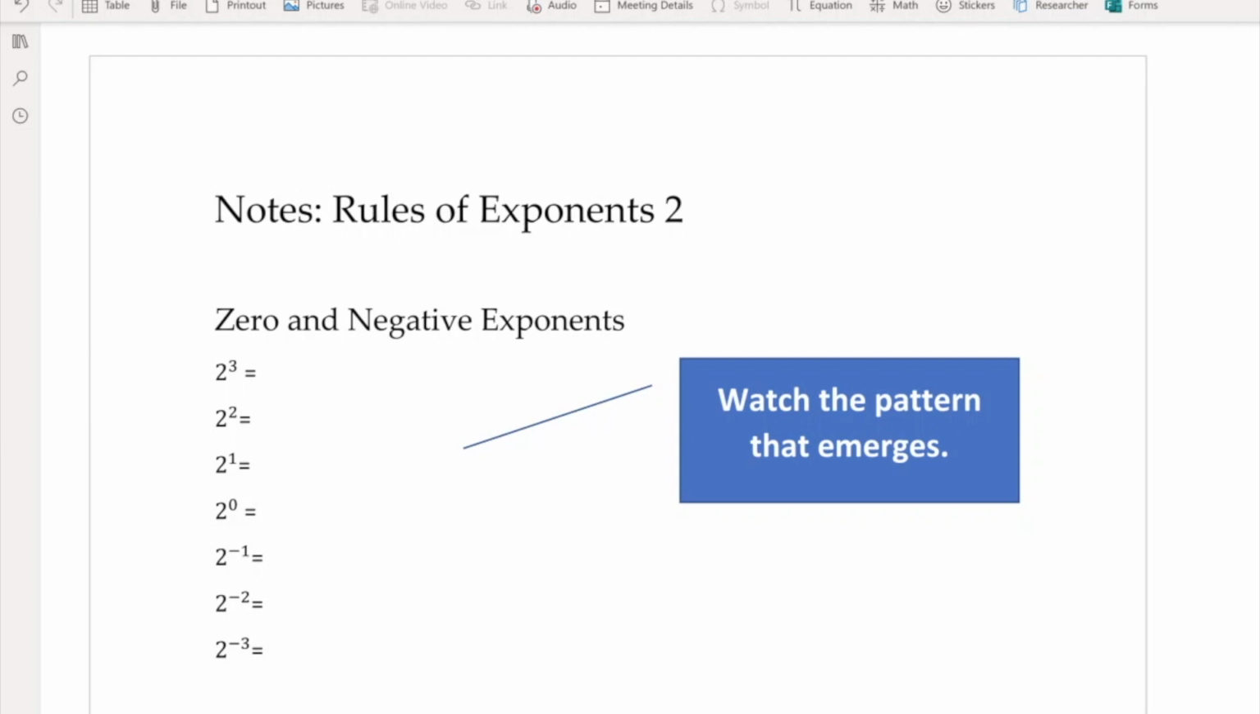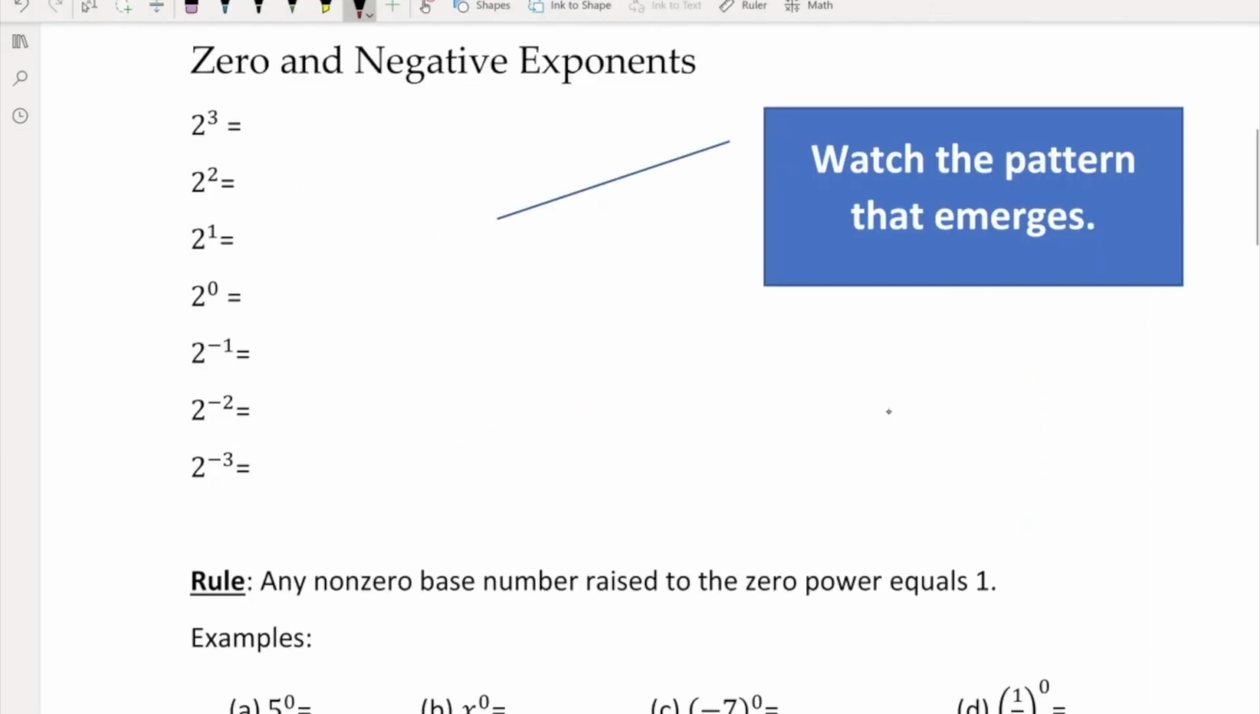Today we're going to learn about rules of exponents. We'll start with something familiar. 2 to the third power is 2 times 2 times 2, and that's 8. 2 to the second power is 2 times 2, and that's 4. 2 to the first power is 2, and now maybe you don't know what 2 to the 0 is. Let's use the existing pattern to try to figure out what that would be.